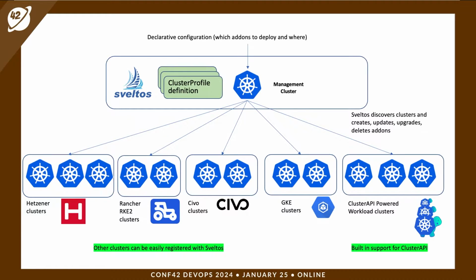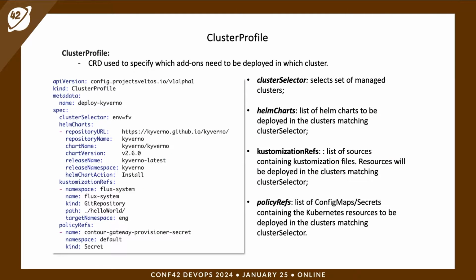Here, ClusterProfile is the main CRD that is used to instruct Sveltos what to do. And it has, in the spec section, four main fields. The first field is the cluster selector. The cluster selector is just a pure Kubernetes label selector. And it selects a subset of managed Kubernetes clusters. In this case, it's selecting all the clusters which have the label environment set to FV, which stands for functional verification. So the first thing is to select a set of clusters and then tell Sveltos what to do.